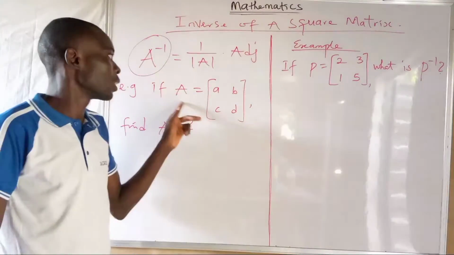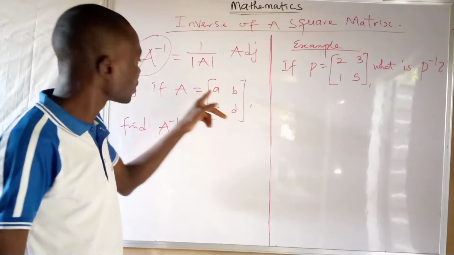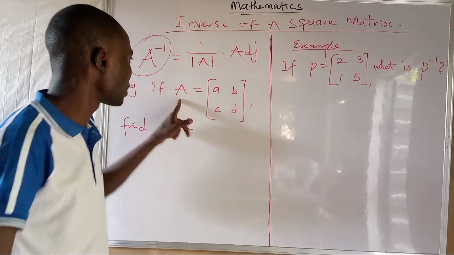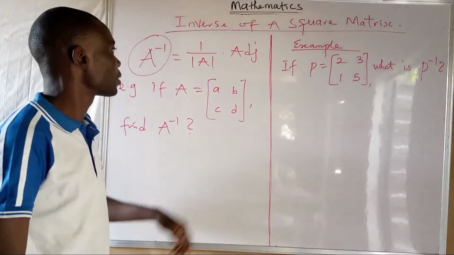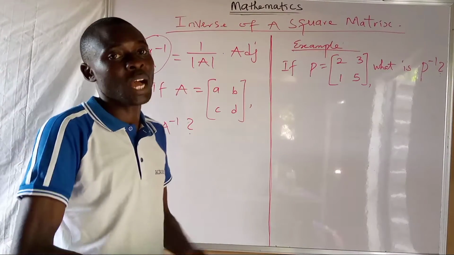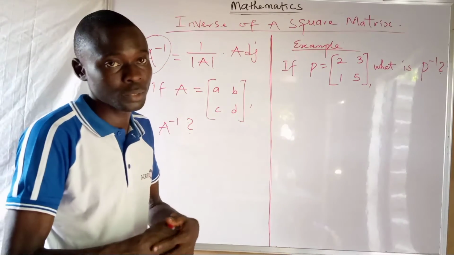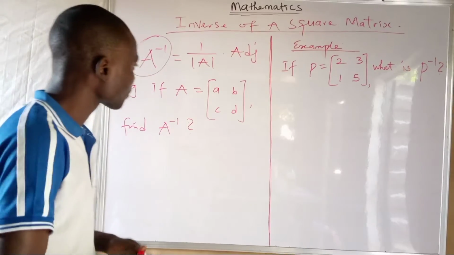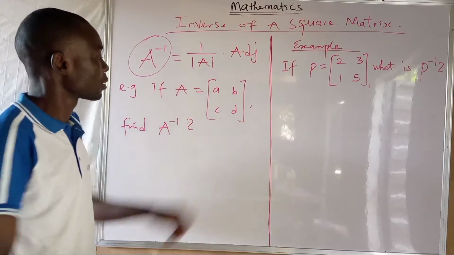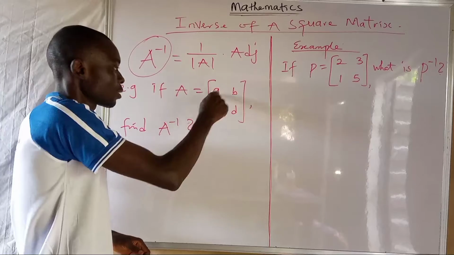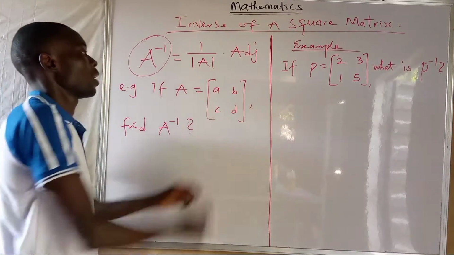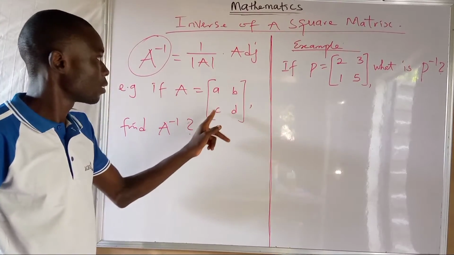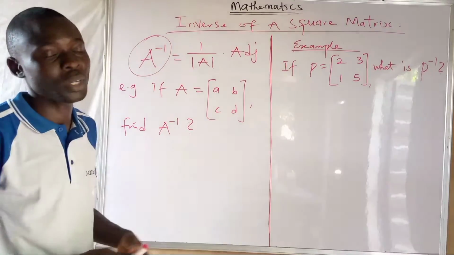If you are given matrix A to be the elements A, B, C, D, what you simply do is find 1 over the determinant of A. To simplify things, as far as it is a 2 by 2 matrix, which is common in JAMB mathematics questions, just interchange A and D, and then maintain B and C in their positions. However, apply minus to them. It's as simple as that.